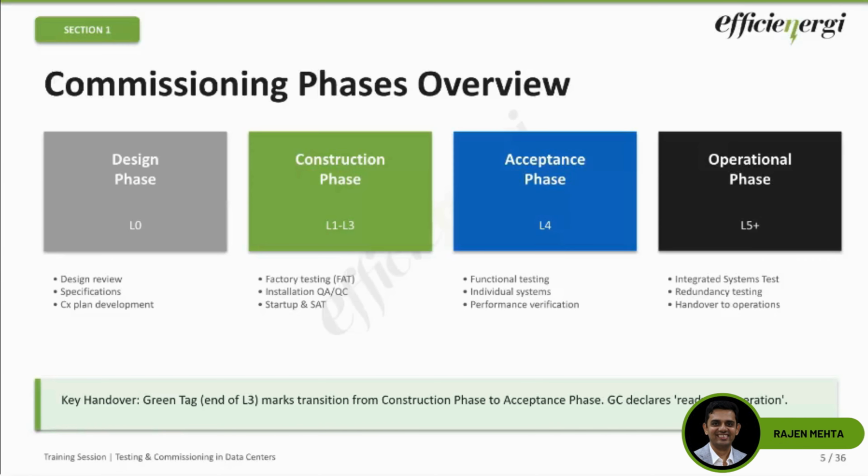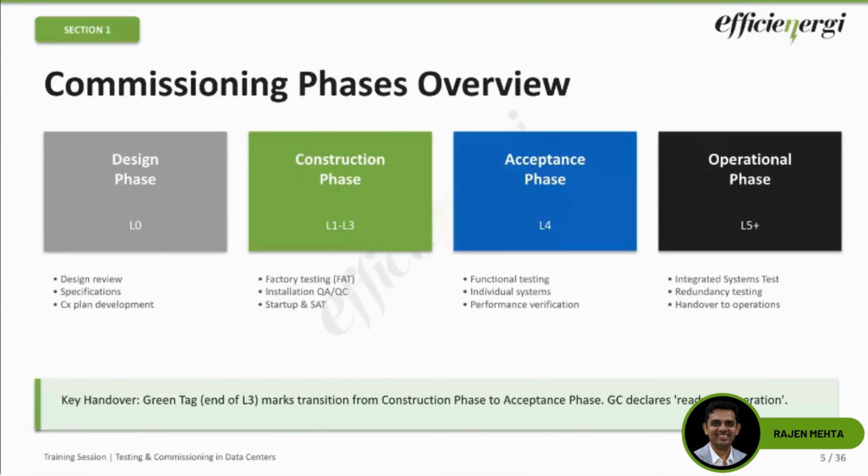So green tag marks the end of L3, and here the contractor is saying, "I have completed the installation of the equipment, now you can move ahead for operation." So the CXA, the commissioning agency, is the agency which takes the responsibility at this stage. Any issues found after the green tag are not the responsibility of the CXA, but require a root cause analysis. That is very important.